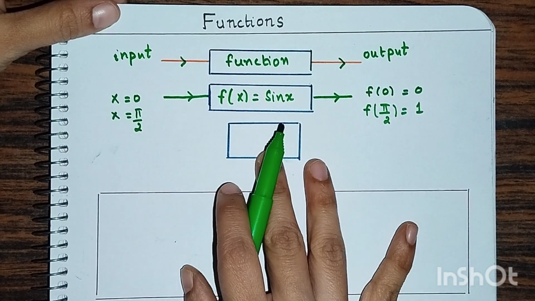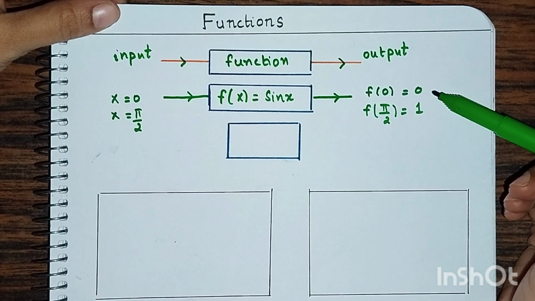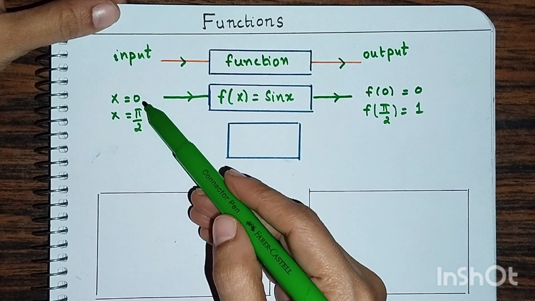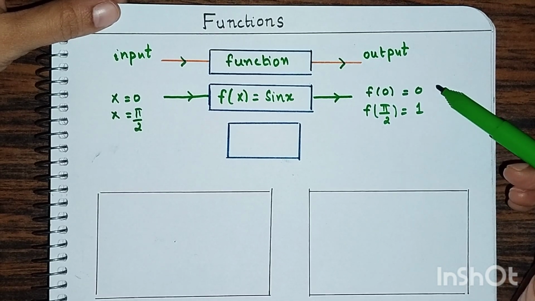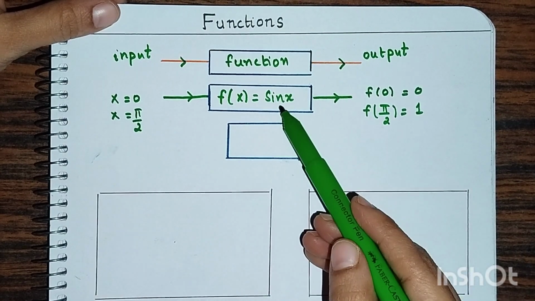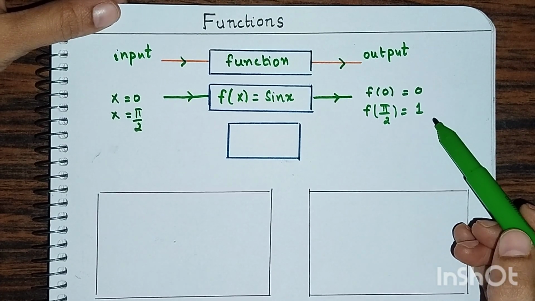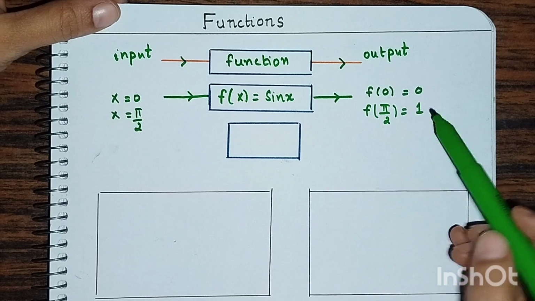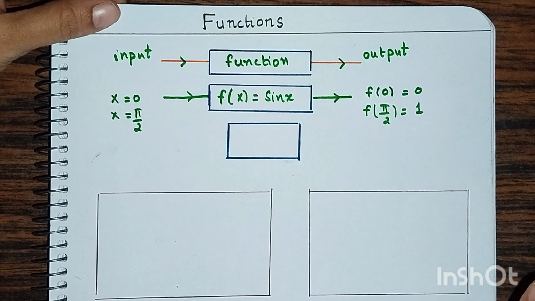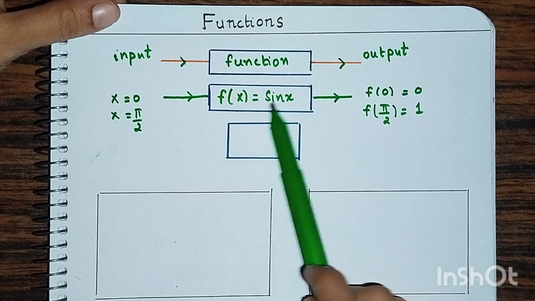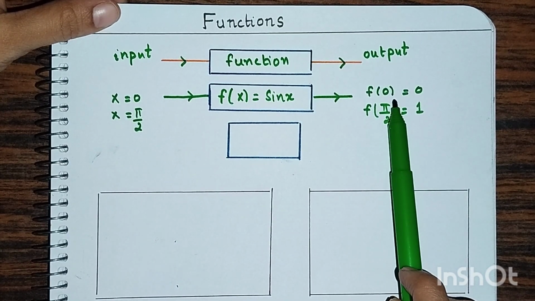Did you observe anything? For every input you are getting a unique output, right? If you send 0, you can only get 0. You cannot get 0, 1, 2, 3 simultaneously. And if you are sending pi by 2 to the function, you are getting only 1 as the output. You are not getting 1, 5, 1.1 as the outputs simultaneously. So for every input, you will get a unique output. So this is what the function is.